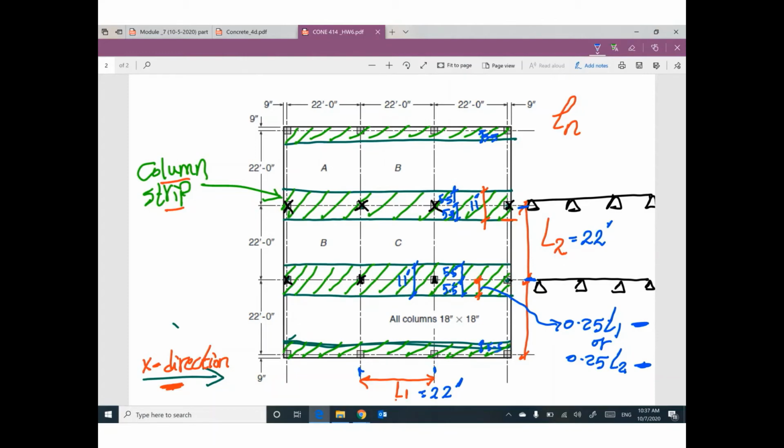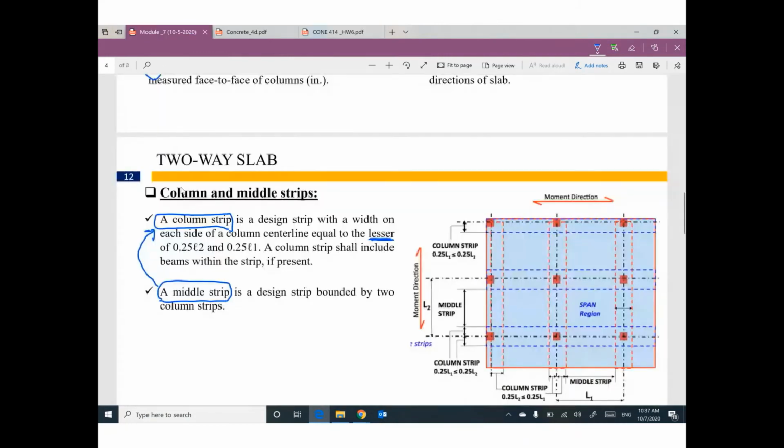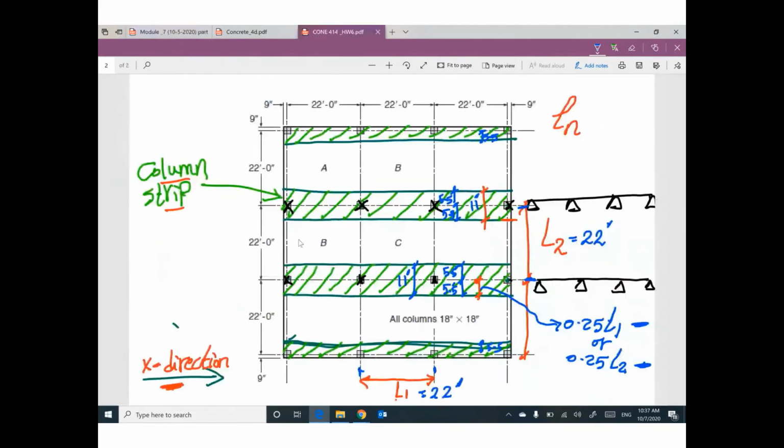Any questions so far, guys? So column strip is a design strip with a width on each side of a column center line equal to the lesser of 0.25 L2 or 0.25 L1. Column strip shall include beams, if you have beams. Any questions so far?